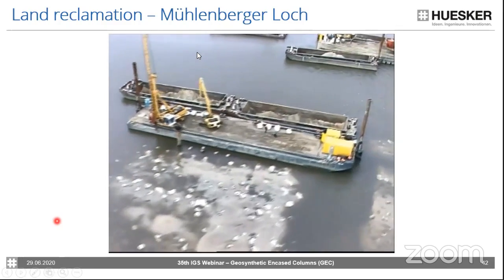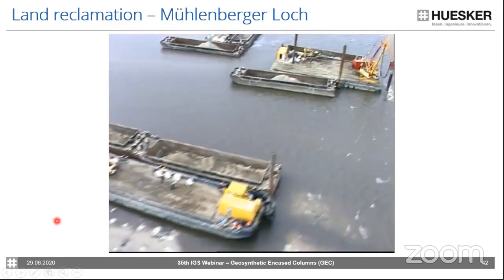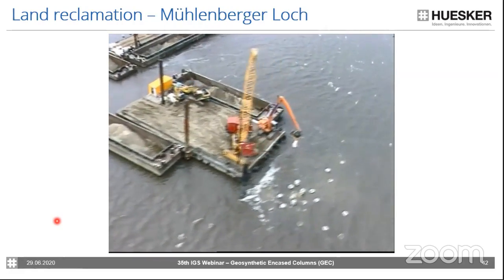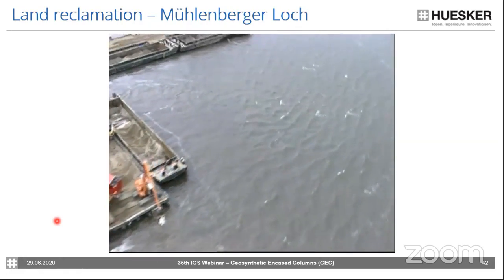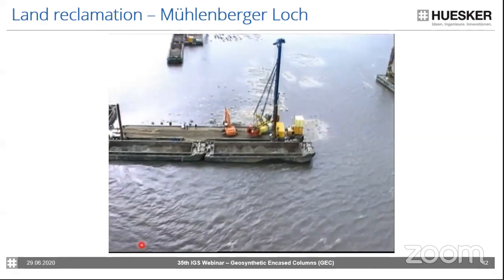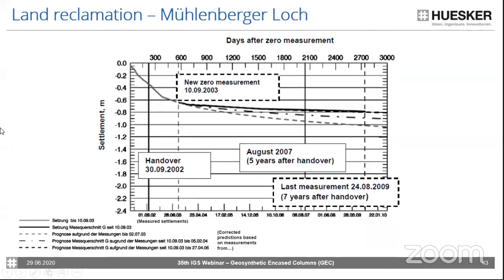Gives you a nice aerial view about the size of this project and really the effort which was taken to install those columns in the working times they had available. And again, here we have some nice insights from the working mechanism. And this time I would like to show you the settlements over time after the handover.